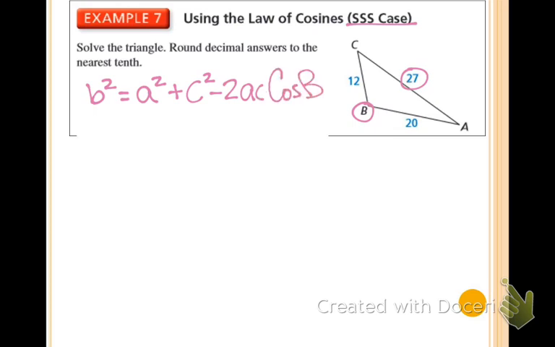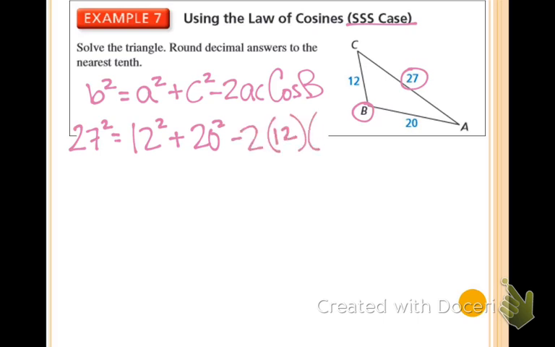This is where your algebra will come into play. You have to use algebra or it's not going to work. You have to do this in the correct order. What is side B? 27 squared. All right, and side A? 12 squared. Side C? It is 20. Minus 2 times side A, which we said was 12, times 20. Cosine of B.